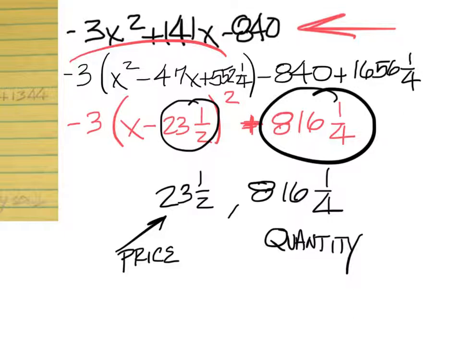So here's our perfect square form. And then we have this on the outside, simplified these two. So you should come up with $23.50, which is 23.5 for the price, and the quantity 816.25 items that you could expect to sell.